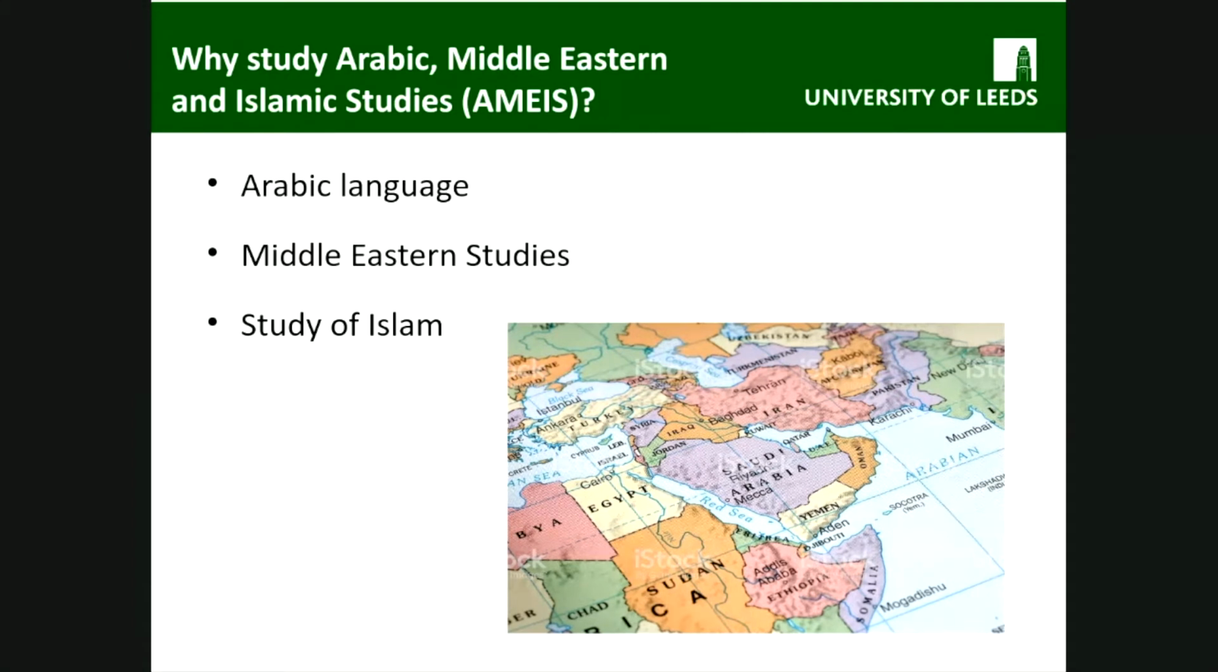As the title shows, the program covers three main subjects. Arabic is one of the fastest growing languages in the world. It is spoken by over 300 million people. Middle Eastern Studies, which is in demand as a result of the political and cultural changes in the Middle East and North Africa. Study of Islam is a growing area in order to understand its role in the 21st century and beyond.